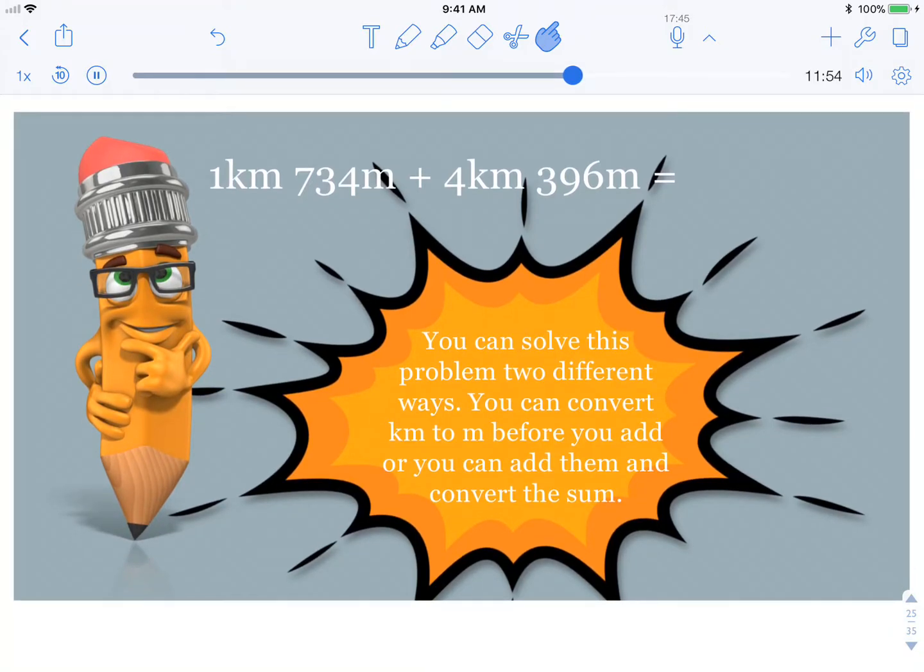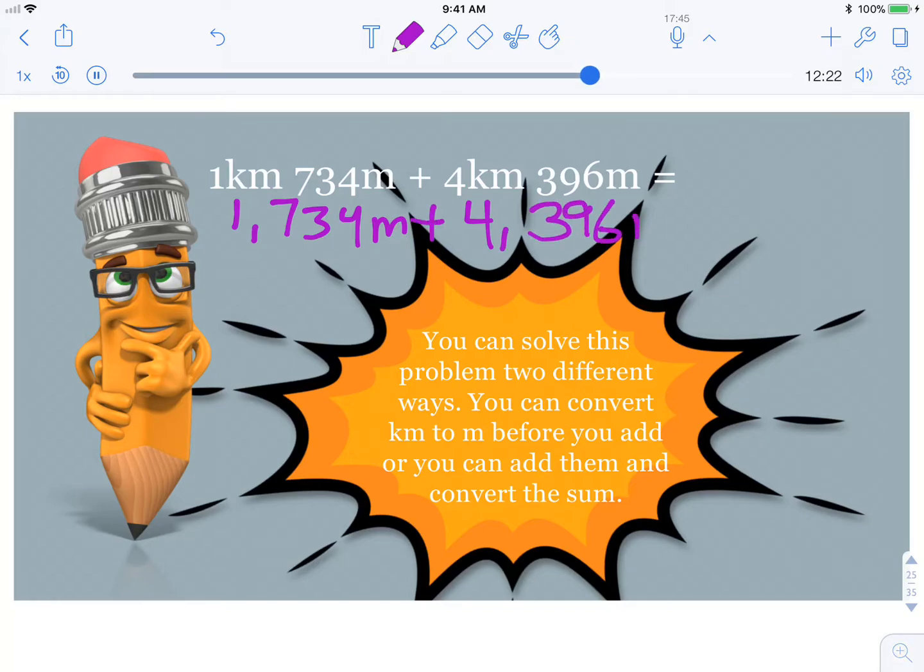We'll get a little trickier. We have 1 kilometer, 734 meters, or we could say we have 1,734 meters, plus 4 kilometers, 396 meters. Or, remember you could take out the km, the kilometers, and replace it with a comma, and then you have 4,396 meters. So you can solve this problem 2 different ways. You can convert kilometers to meters before you add, or you can add them and convert the sum.